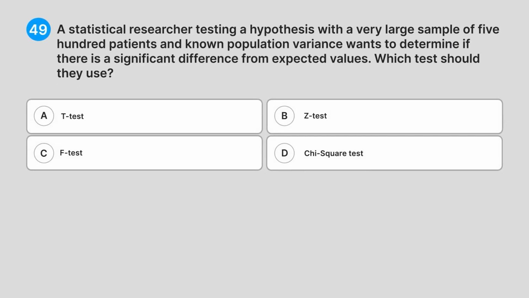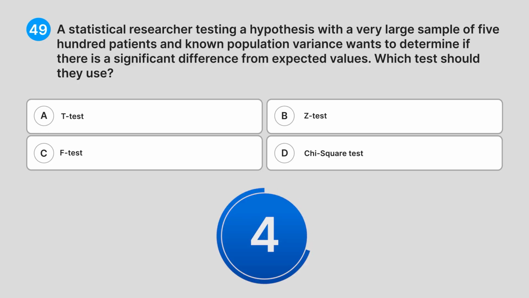49. A statistical researcher testing a hypothesis with a very large sample of 500 patients and known population variance wants to determine if there is a significant difference from expected values. Which test should they use? A. T-test. B. Z-test. C. F-test. D. Chi-square test. Can you guess the answer?